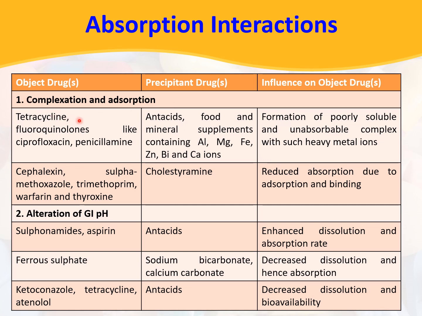Drugs such as tetracyclines, fluoroquinolones like ciprofloxacin, and penicillamine, whenever they are taken along with antacids and also food and mineral supplements such as aluminium, magnesium, iron, zinc, bismuth and calcium ions, it leads to formation of poorly soluble and unabsorbable complexes with heavy metal ions, which alters the absorption and dissolution of the object drugs, that are tetracyclines and fluoroquinolones.